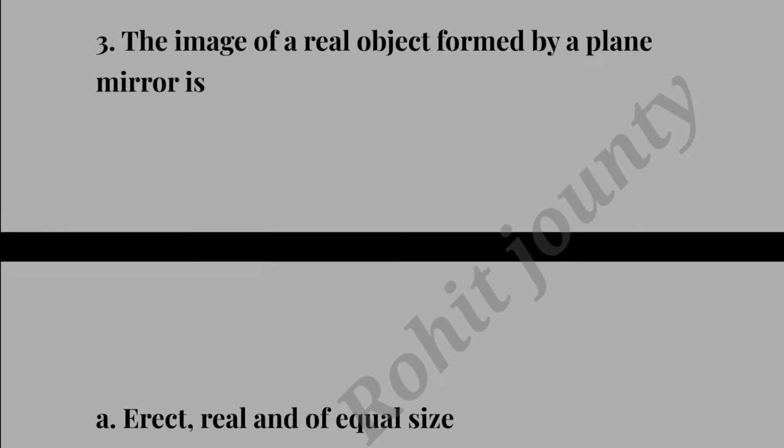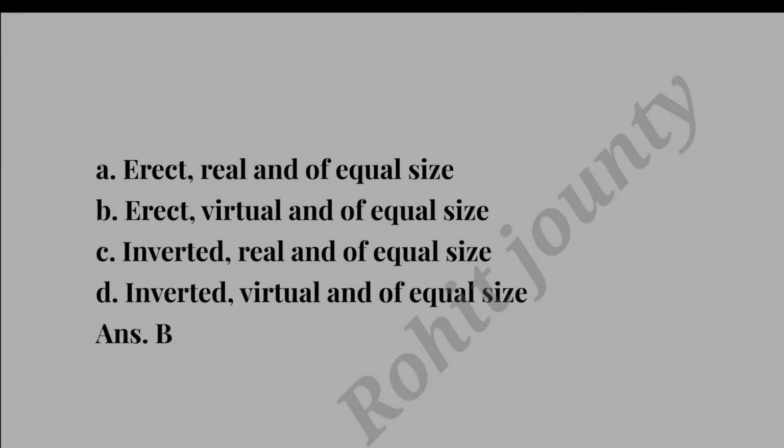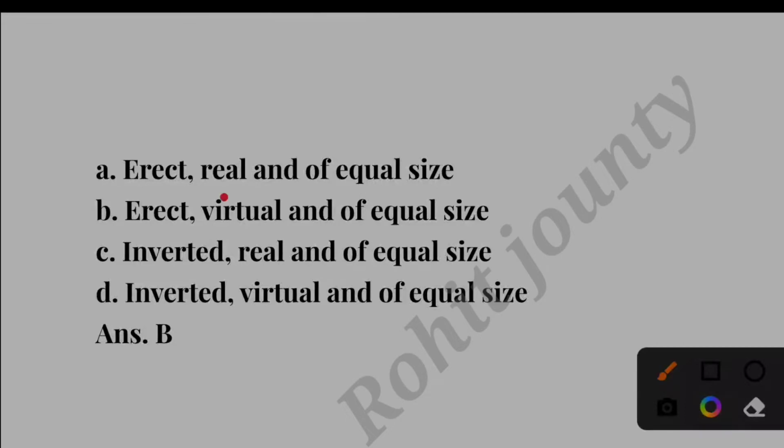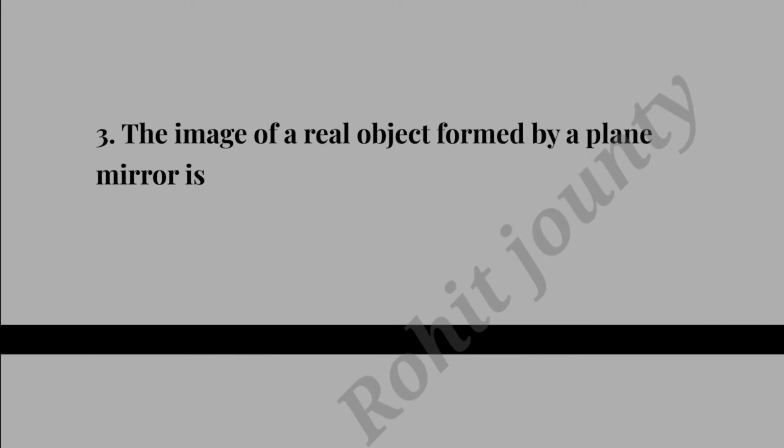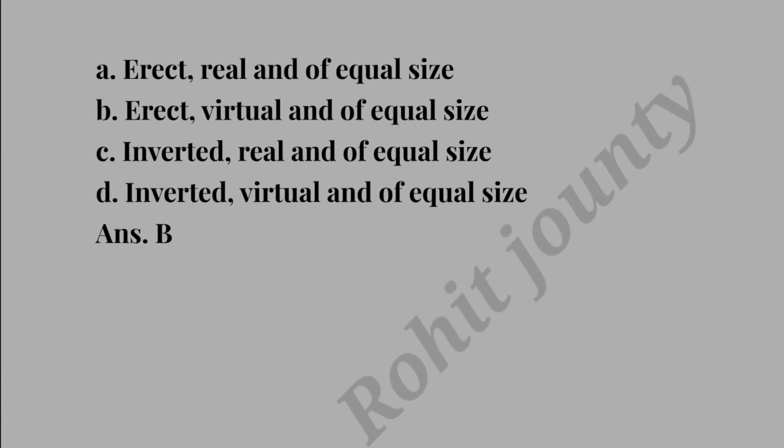Question number 3. The image of a real object formed by a plane mirror is: option A erect, real and equal size, option B erect, virtual and of equal size, option C inverted, real and of equal size, option D inverted, virtual and of equal size. The correct answer is option B, erect, virtual and of equal size. The image of a real object formed by a plane mirror is erect, virtual and of equal size.